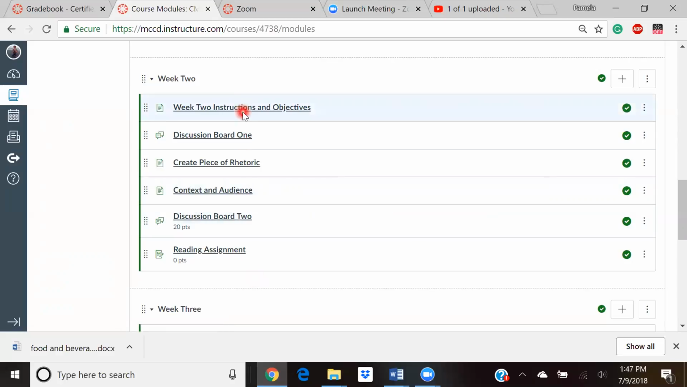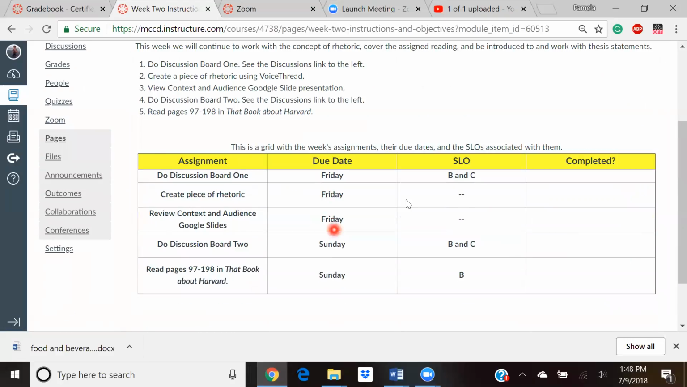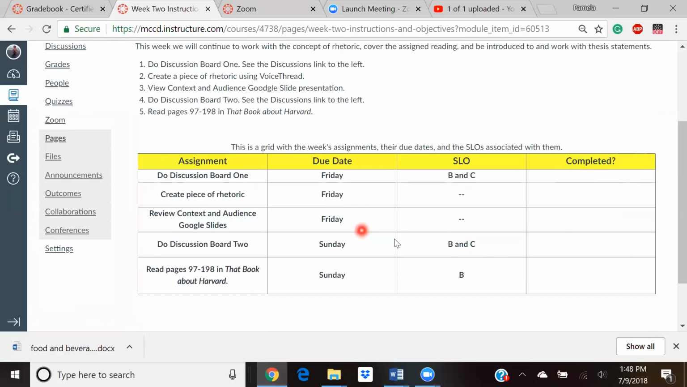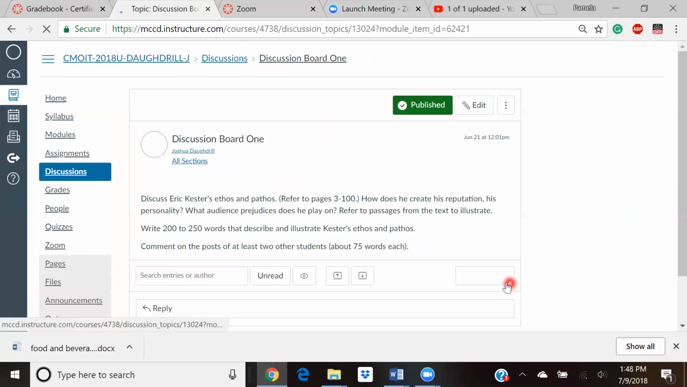I noticed that you've got pages and discussion boards and an assignment. So we're going to see as a student what it looks like to go through your week. You've got telling me what I need to do, the SLO it's attached to, is it completed, and due dates. So all that looks really good. Students will have a clear picture of where they're going.